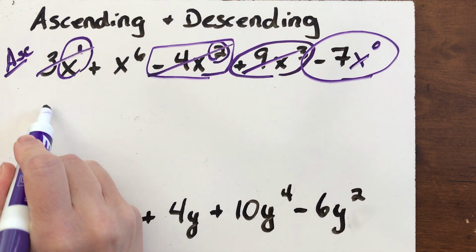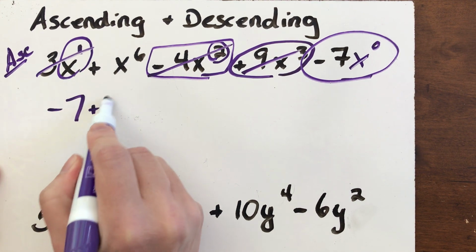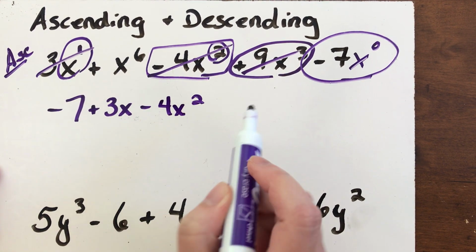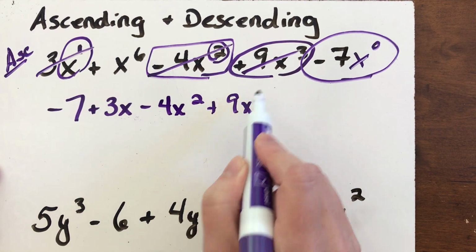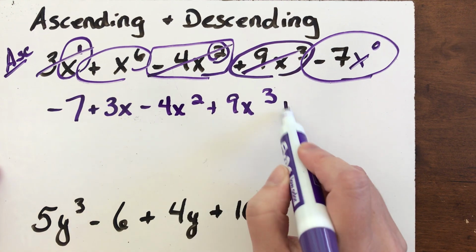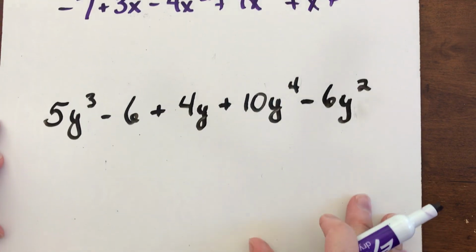So this should be just negative 7. You don't have to put the x to the 0. Then we have the plus 3x. Then we have the minus 4x to the 2nd. And then we have the 9x to the 3rd. And then what x is last? The one with the 6. So that's plus x to the 6th. Okay? All right, so let's look at the second example.